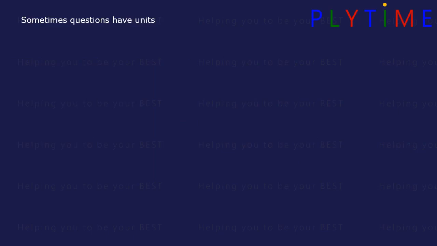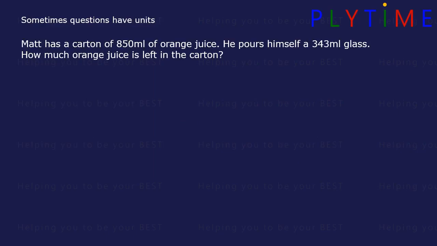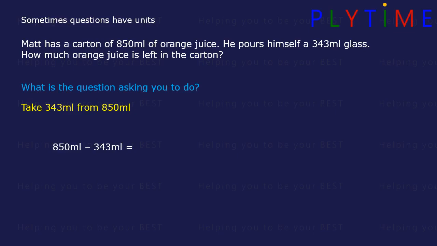Some questions have units. Matt has a carton of 850 millilitres of orange juice. He pours himself a 343 millilitre glass. How much orange juice is left in the carton? What's the question asking you to do? Take 343 millilitres from 850 millilitres. We can just do the numbers and add the units at the end.